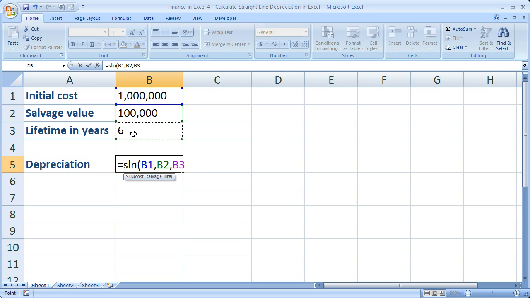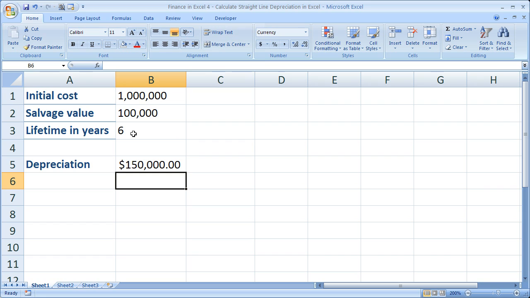Once you hit enter, you get the depreciation amount for all 6 of those years, $150,000. Now to check that, you could easily times depreciation by lifetime in years to get 900 grand. 900 plus 100,000 is 1 million. So now we know it works.